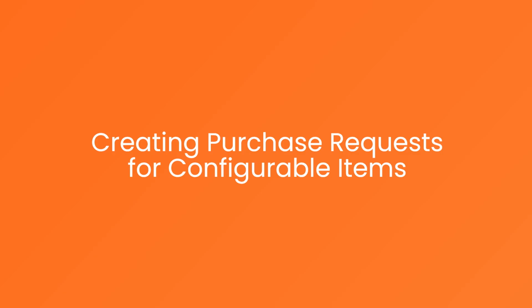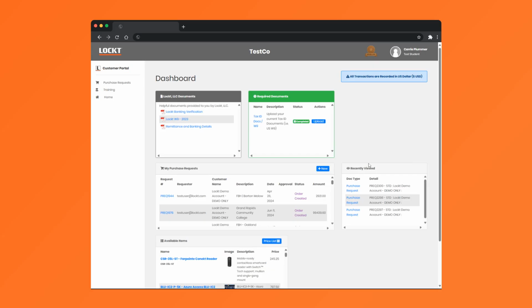Now, we will walk through the steps of creating a purchase request for configurable items offered by Locked. Begin on the Locked Customer Portal dashboard. Previously, we created an order by accessing the Purchase Request screen using the menu on the left. However, you can create purchase requests from the main dashboard as well.